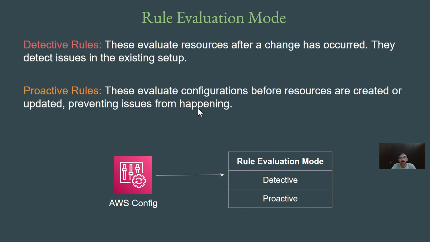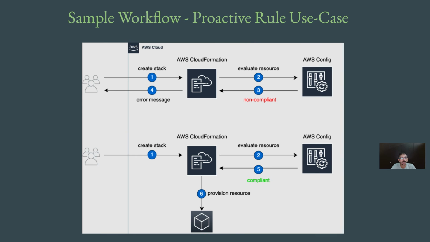For example, someone is trying to create a security group with port 22 open for the entire world. Now, before the resource gets created, is there a way to verify whether the resource that you are trying to create complies against all of the config rules? Answer is yes, considering that the rule supports the proactive evaluation mode. So let's look into a sample workflow that will allow us to understand the use case where proactive based rule evaluation proves to be useful.